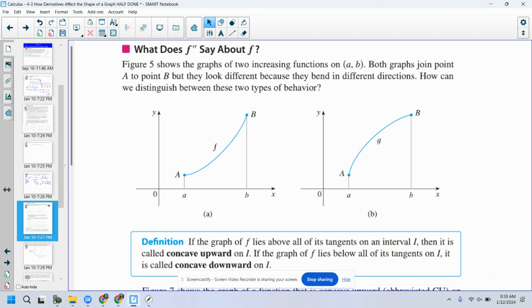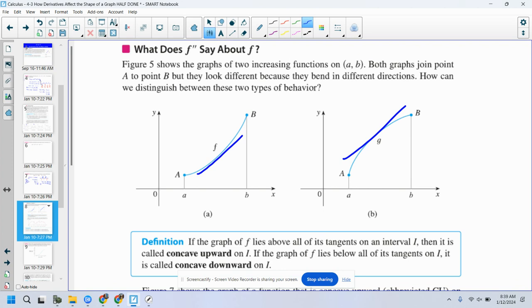Figure 5 shows the graphs of two increasing functions on the interval a to b. Both graphs join points a to b, but they look different because they bend in different directions. What's interesting about this is if I think about the slope of this line and the slope of that line, those slopes look relatively the same. They're both about the same in those given locations.